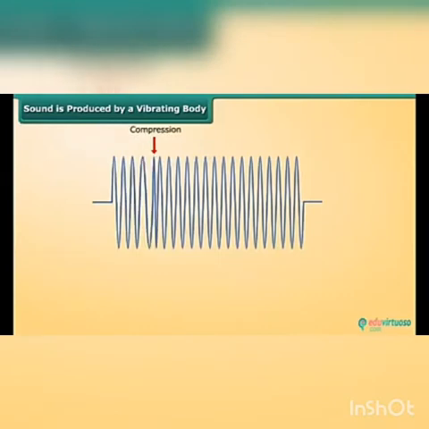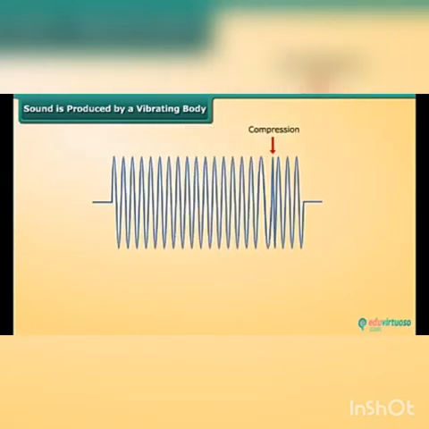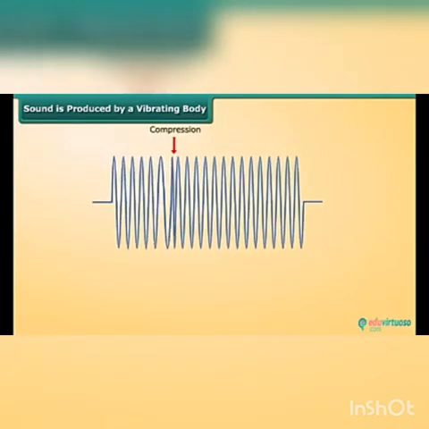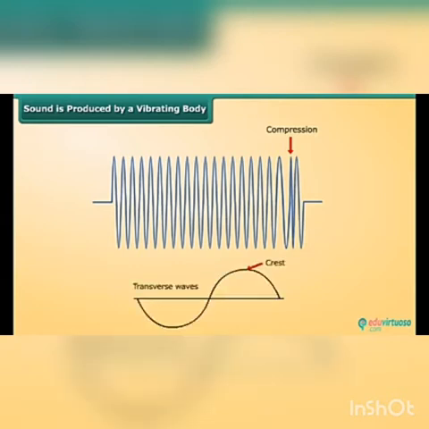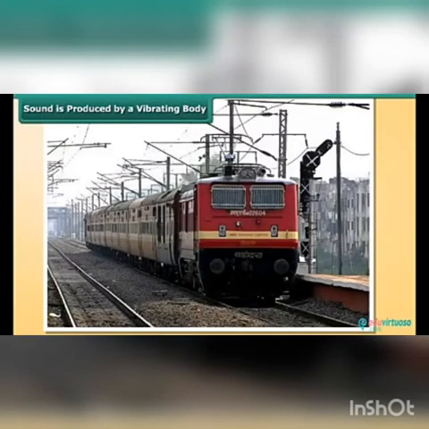Sound waves that travel parallel to the direction of the particle movement are called longitudinal waves. However, it is possible to produce other types. Waves which move perpendicular to the direction of particle movement are called transverse waves. After the train crosses the station, if you keep your ear on the rail track, you can clearly hear the vibrations in the rail track. This confirms that sound travels through solids.